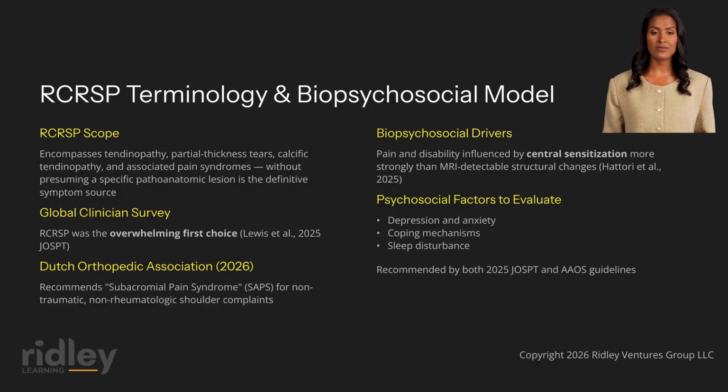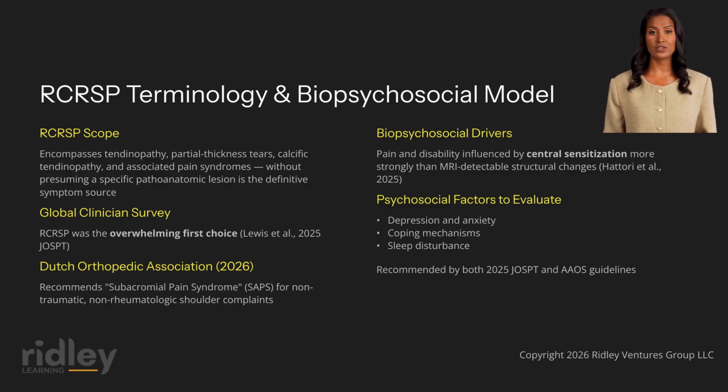A 2025 study by Hattori and colleagues found that shoulder pain and disability and subacromial pain syndrome were more strongly associated with central sensitization, specifically facilitated temporal summation of pain, than with MRI-detectable structural changes such as rotator cuff tears or tendinosis. Both the JOSPT guideline and the 2025 AAOS guideline recommend evaluating for psychosocial factors, including depression, anxiety, coping mechanisms, and sleep disturbance, as part of the clinical assessment for rotator cuff disorders.